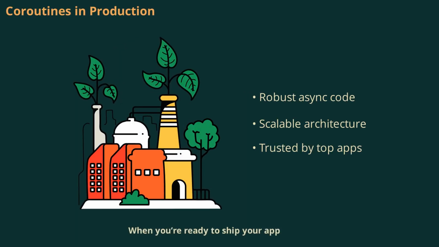When you're ready to ship your app, coroutines help ensure it's robust and scalable. By following best practices, testing thoroughly, and monitoring performance, you can confidently use coroutines in production. Many top apps rely on coroutines for their async needs.